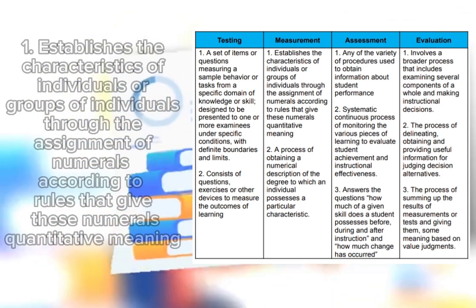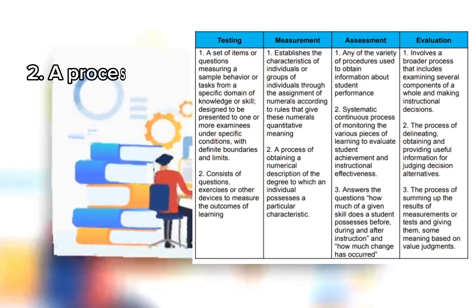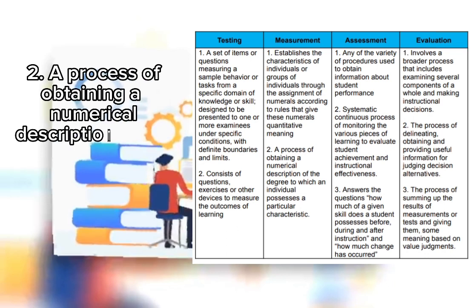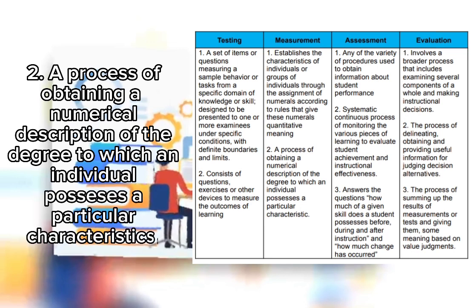Measurement. 1. Establishes the characteristics of individuals or groups of individuals through the assignment of numerals according to rules that give these numerals quantitative meaning. 2. A process of obtaining a numerical description of the degree to which an individual possesses a particular characteristic.